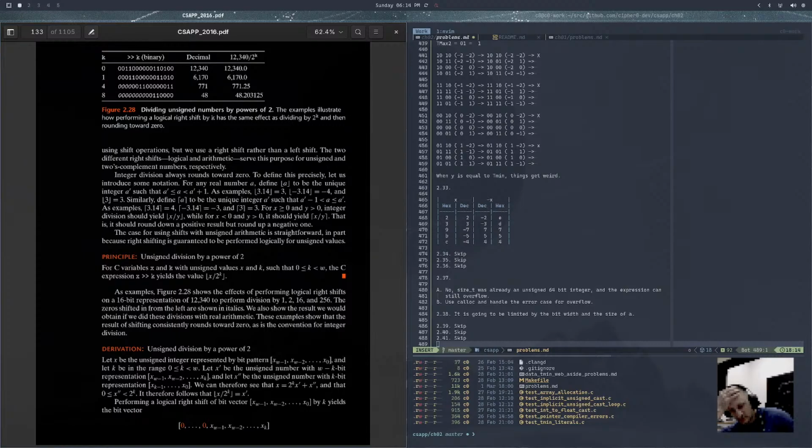Dividing unsigned numbers by a power of 2. This example illustrates how performing a logical right shift by k has the same effect as dividing by 2 to the k, and then rounding towards 0. Integer division always rounds towards 0. To define this precisely, let's introduce some notation. For any real number a, define floor of a to be the unique integer a prime such that a prime is less than or equal to a, which is less than a prime plus 1. This example is 3.14.